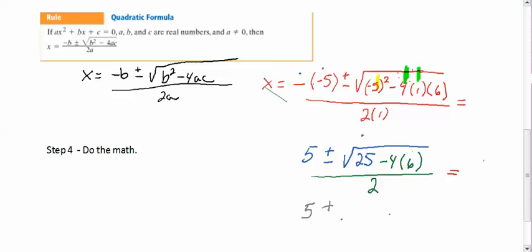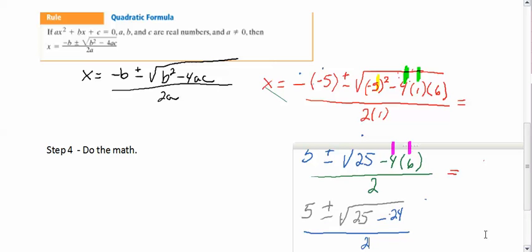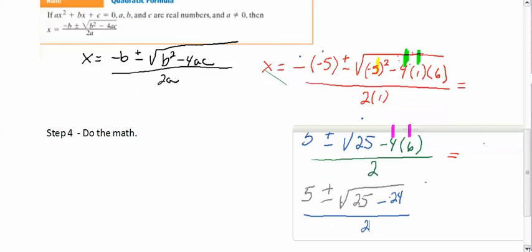And I've got plus or minus, keep the square root for now, 25. And now I have right here negative 4 times positive 6, which is negative 24. Negative 24 all over 2, because we already multiplied that. Okay, so we're at that point.